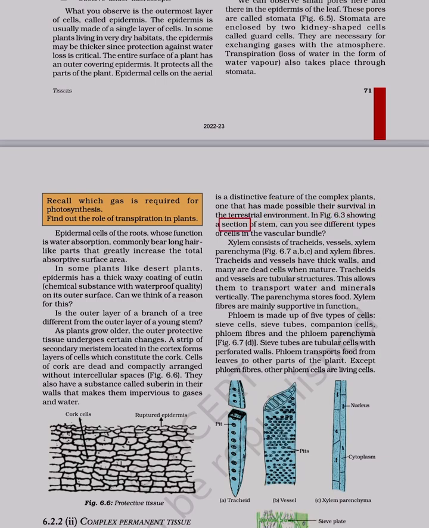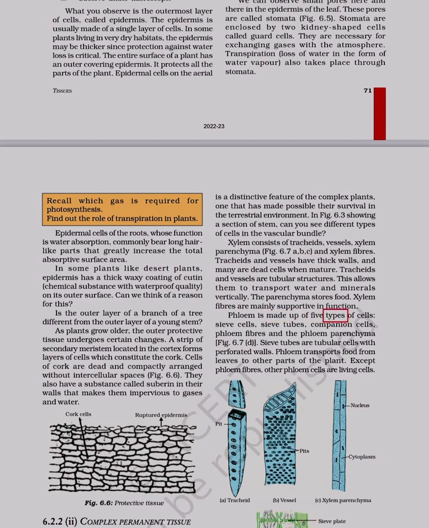In figure 6.3 showing a section of stem, can you see different types of cells in the vascular bundle? Xylem consists of tracheids, vessels, xylem parenchyma, figure 6.7a, b, c, and xylem fibers. Tracheids and vessels have thick walls, and many are dead cells when mature. Tracheids and vessels are tubular structures. This allows them to transport water and minerals vertically. The parenchyma stores food. Xylem fibers are mainly supportive in function.